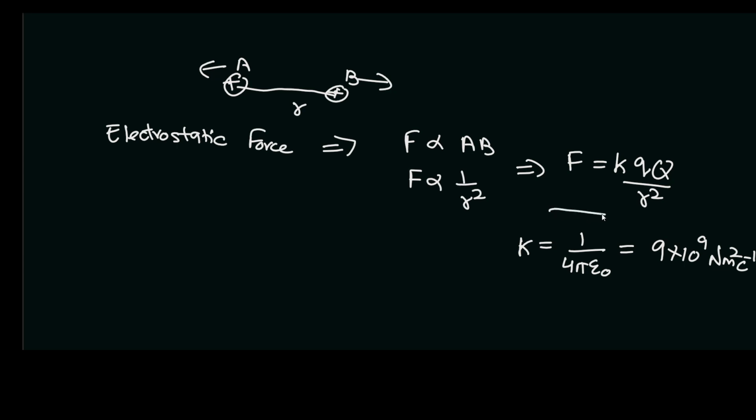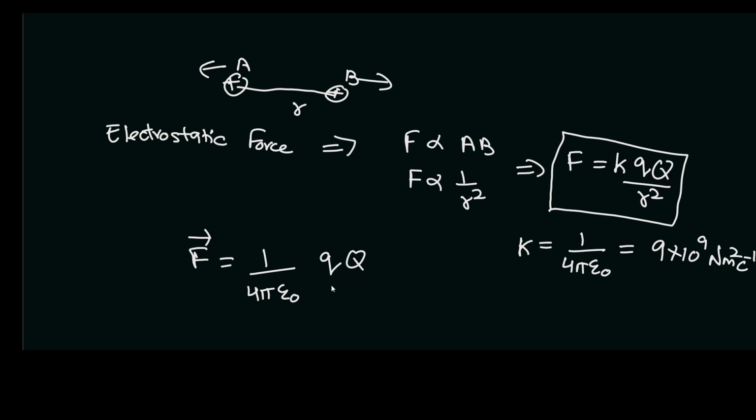We can write this formula in vector form. That is, we can write force vector is equal to 1 divided by 4 pi epsilon naught times q times the other charge capital Q divided by the magnitude of the distance between them, the whole squared, times the unit vector r cap, where r cap points along the line joining q and capital Q. If this is capital Q and this is small q, then r cap will be along this direction. This is Coulomb's law.